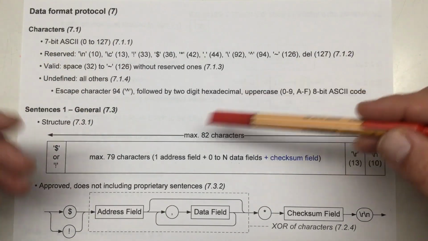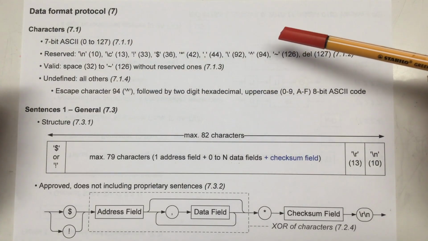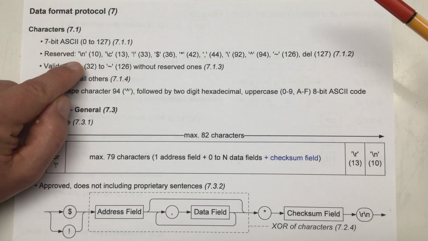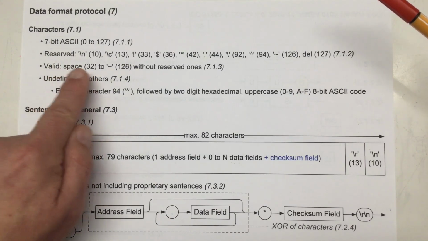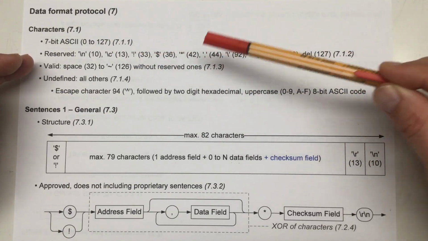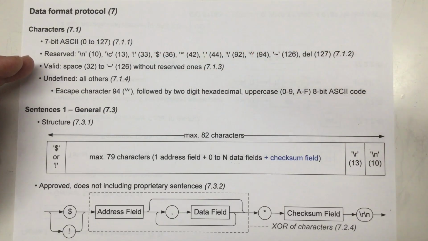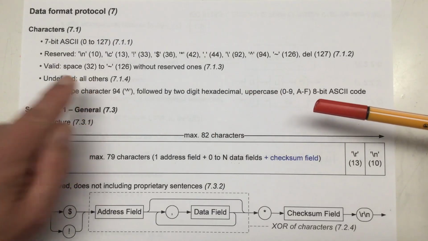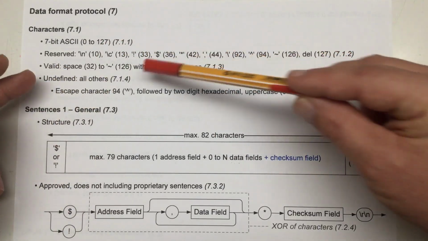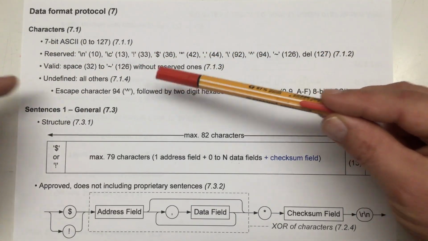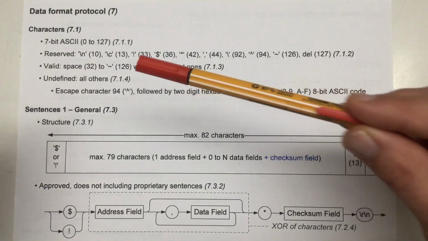It's 7-bit ASCII, so just from 0 to 127 decimal, and we have some reserved characters. Starting with a new line, and I'm using the C++ notation here, carriage return, exclamation mark, dollar, star, comma, backslash, tilde, circumflex, delete. Valid characters we can usually use go from space to circumflex, but without the reserved characters. All other characters are undefined and shall not be used.